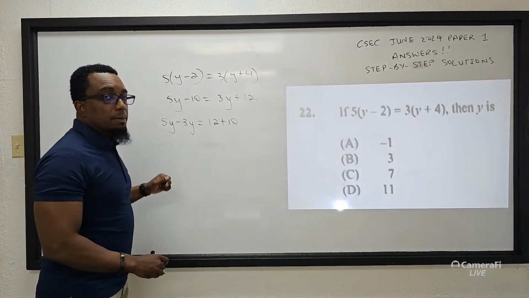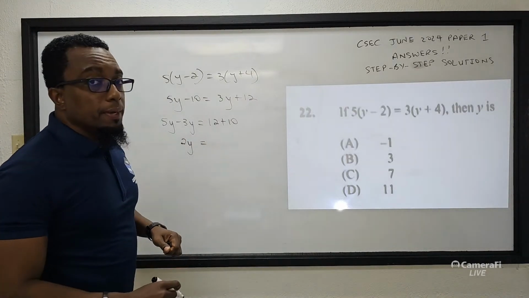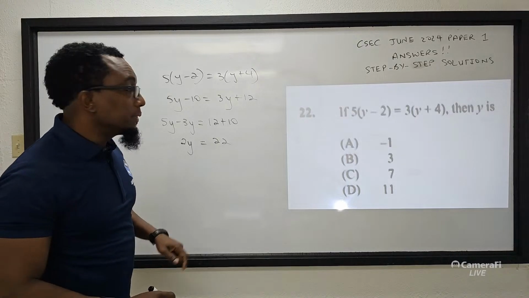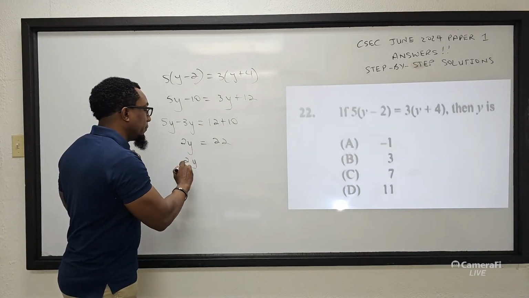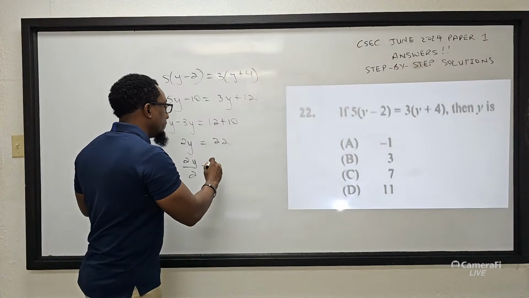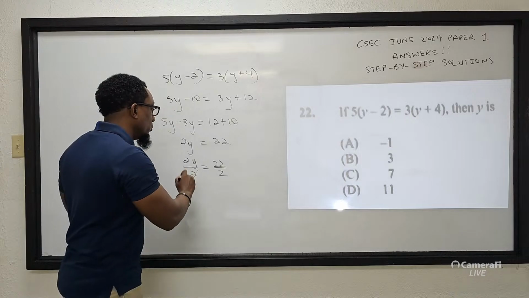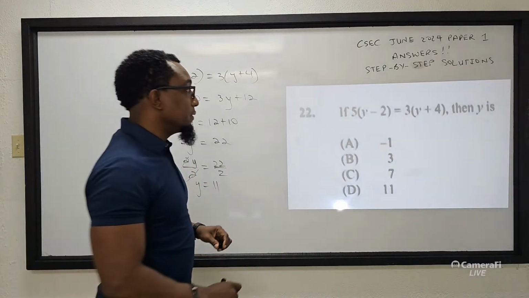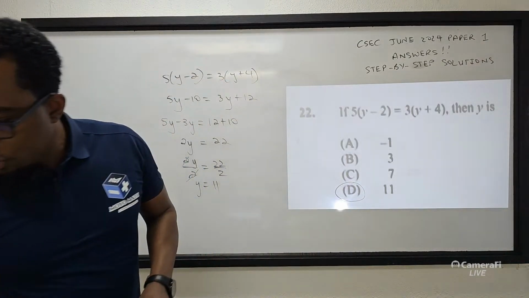So 5y subtract 3y will give me 2y. 12 plus 10 will give me 22. And to make y the subject, I have to remove this 2 in front of y. So this is 2 multiplied by y, and the opposite of multiplication is division. So I divide 2y by 2, I also divide 22 by 2, and y in this case will be 11. So question 22, the answer there is D.